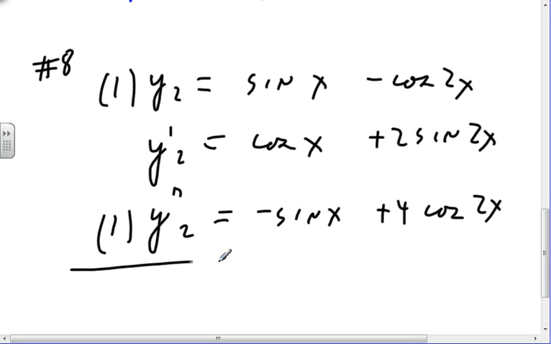Do you like my notation, or do you? Well, you will, because it's what I use all the time.